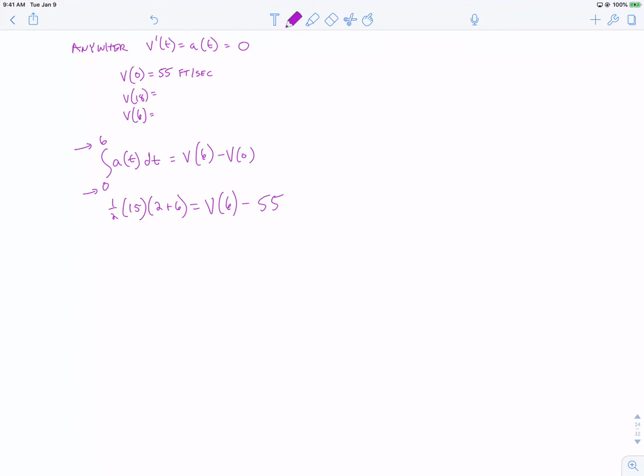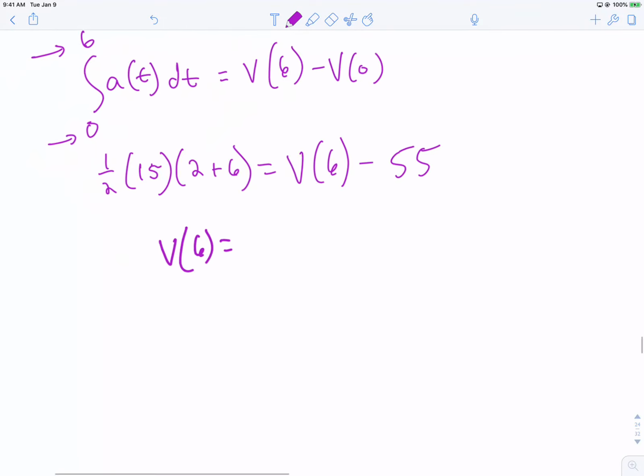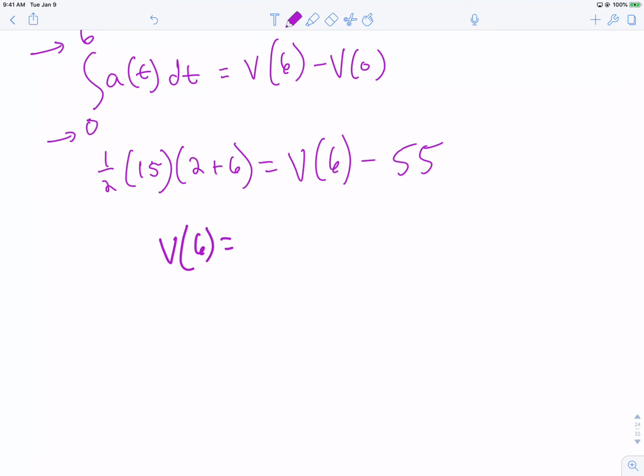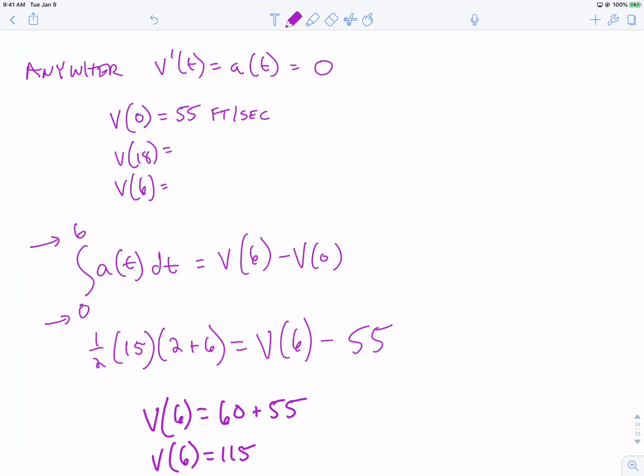So when I solve this thing, I'll get V of 6 equals, let's see here, we got 8, 4, 15 times 4 is what, 60? 55? Because we've got, well, give me a second, sorry, 8, 4. 4 times 15 is, yeah. So we're going to do the 60, and then we're going to add our 55 to get our V of 6. So we're going to get 115 for V of 6. So it's 115 feet per second. And that was for V of 6.